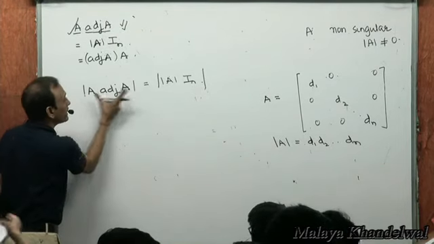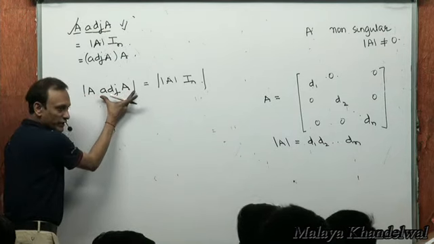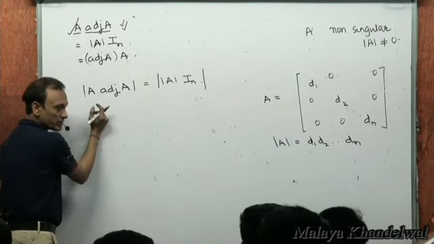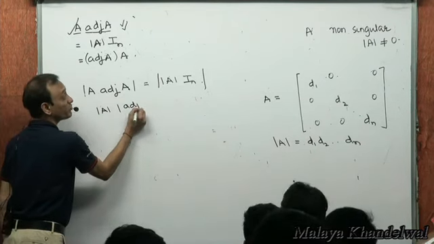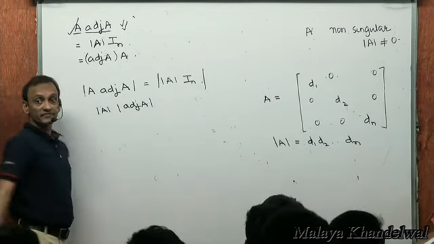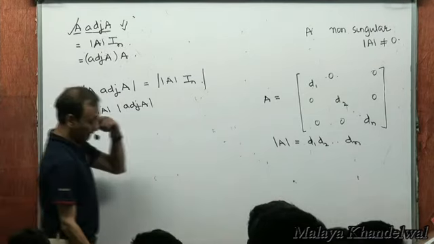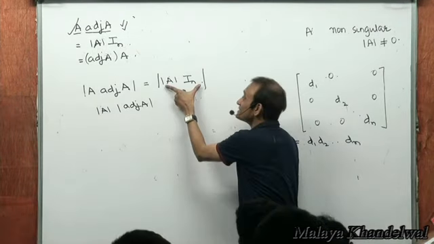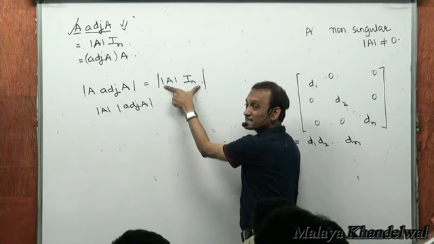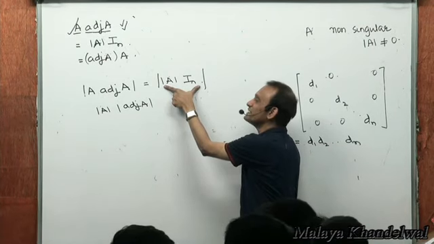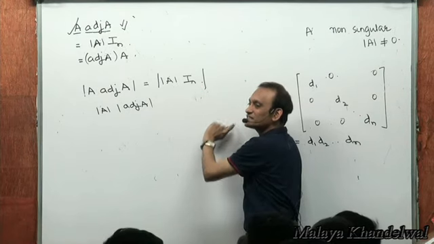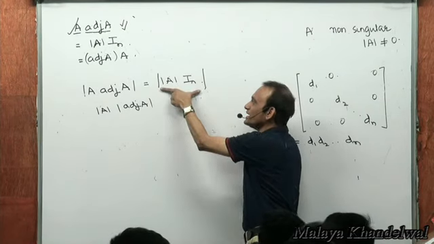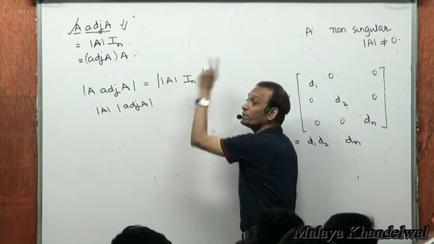Now, determinant of AB would be determinant of A into determinant of B. That property. So, this is like determinant of A into determinant of adjoint of A. That's the left hand side. Now, this is a matrix whose diagonal elements are determinant A, determinant A, determinant A. Everything else is 0. So, the determinant of this matrix would be determinant A to power n.